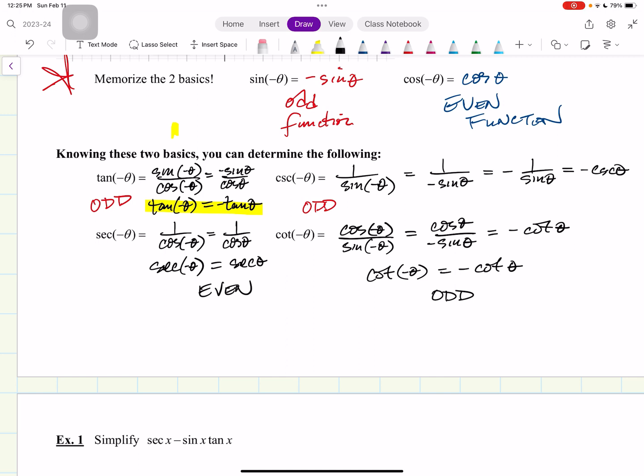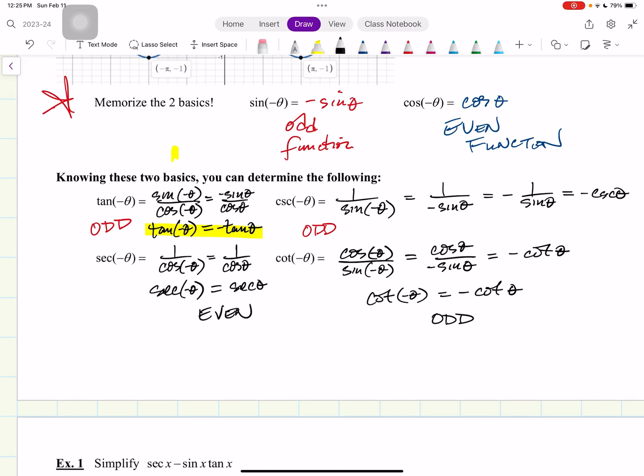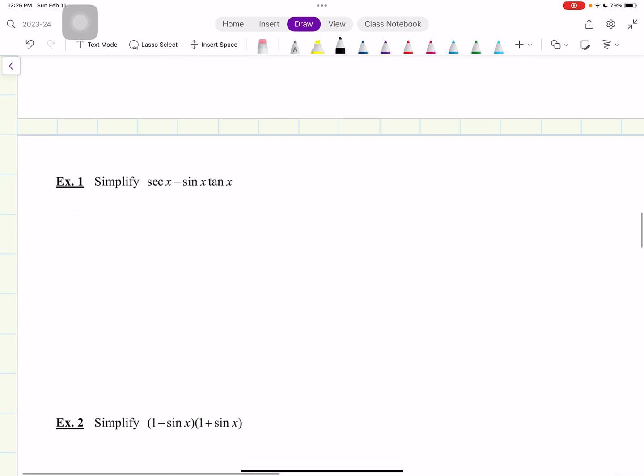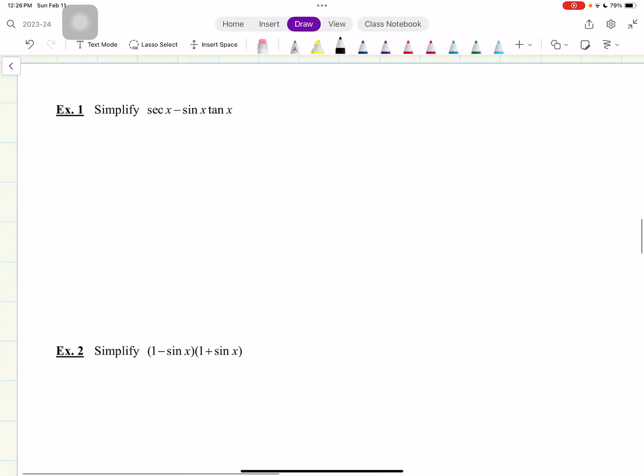Well, there you go. All right, now we know which of the functions are even or odd and what kind of symmetry they have, even if we're not looking at the graphs. Look at that. Okay, so now let's simplify some expressions here.